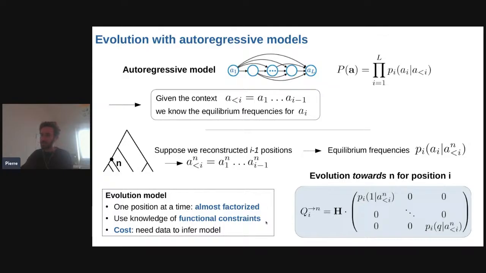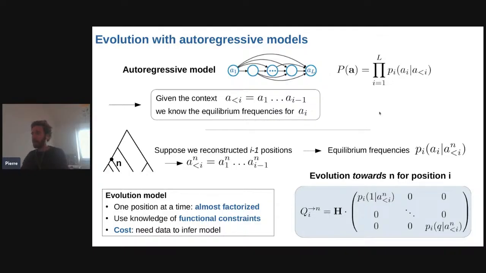And the second advantage is obviously that this is aware of the functional constraints, because in the end, the frequencies that you compute come from this generative model. And there is one hidden cost, in a way, which is that you need to infer this model. So you need the computation time, which is not very long for this one, but also you need to have good enough data to infer the parameters of this autoregressive model.